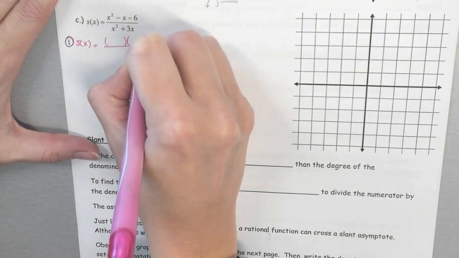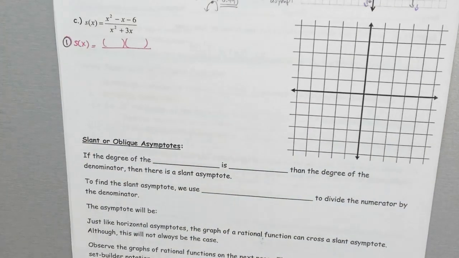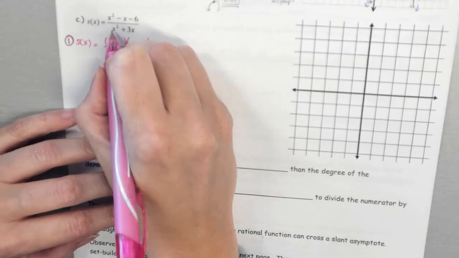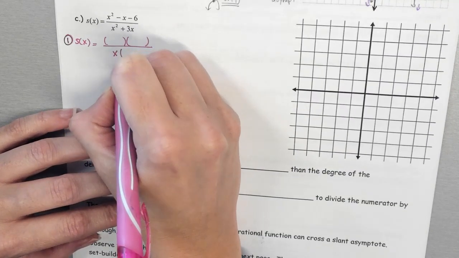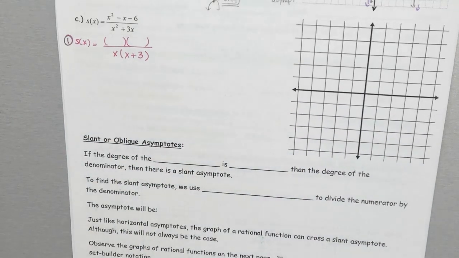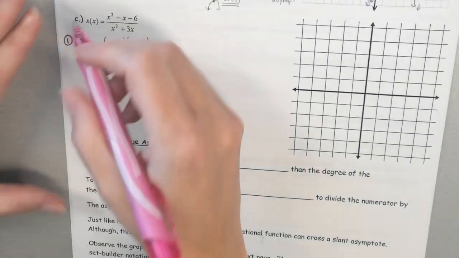Alright, so you guys were factoring the numerator and the denominator. When you factor the denominator, remember you've got to take out that GCF. So you have x squared plus 3x, so you're going to take out the x, and you're going to be left with x plus 3, and that's all you can factor there.